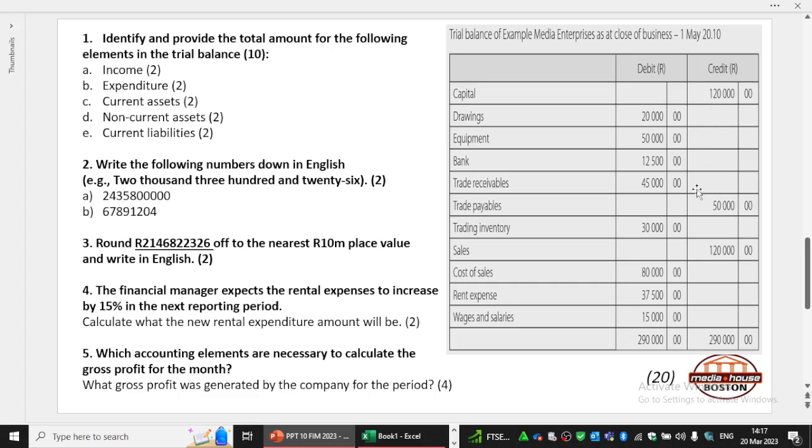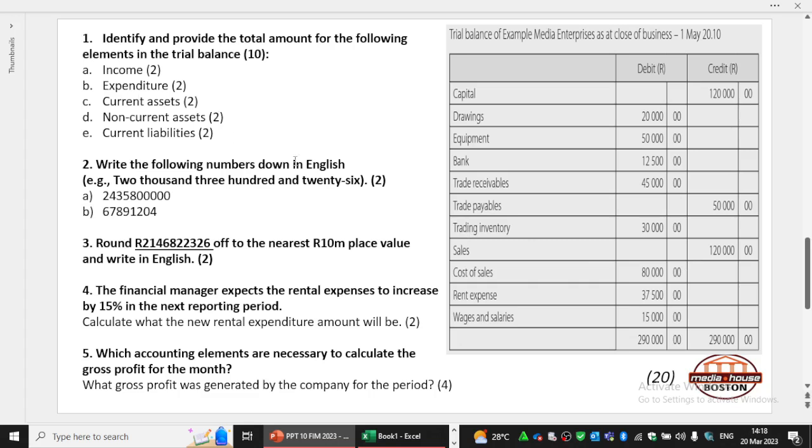It doesn't fall within income. Trade payables, it doesn't fall within income. Sales, yes, it does fall within income. And then we don't have anything else except the balance. So this means that on our income we only have sales as 120,000.